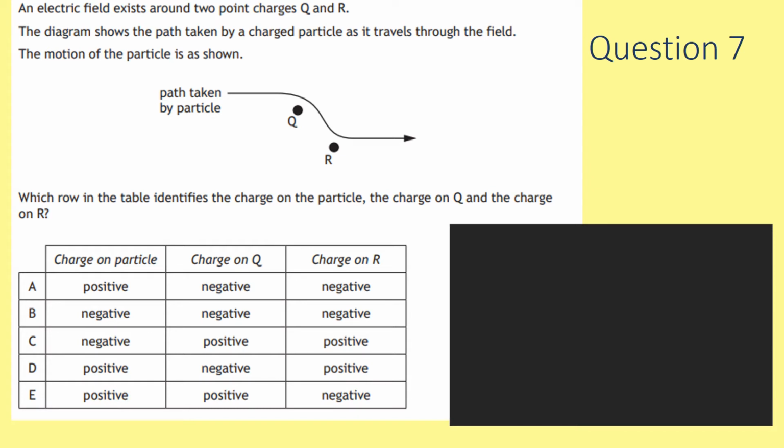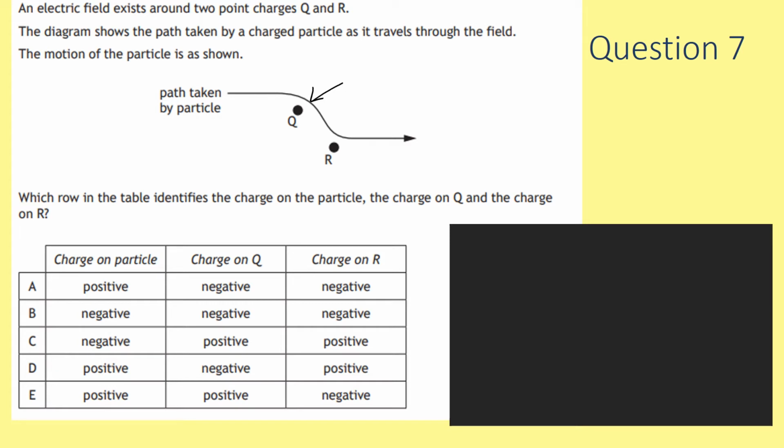Question 7. We're shown the path taken by a particle as it goes past other charged particles Q and R, and we need to identify the charge on the particle, the charge on Q, and the charge on R. Well, first of all, we can see that within the path, there's a point here where the particle is attracted towards particle Q. That means that the charge on particle Q must be opposite to the charge on the particle taking the path. So let's have a look at that in our options first.